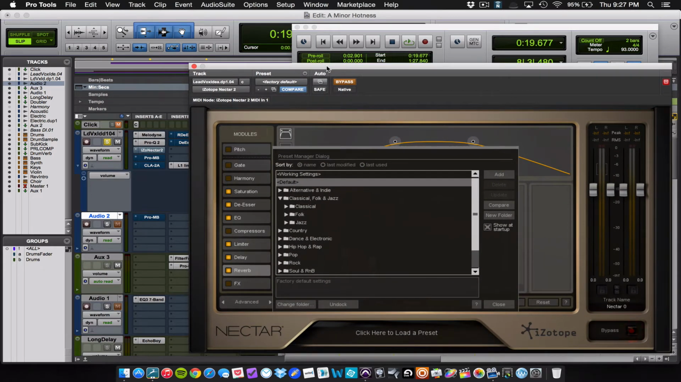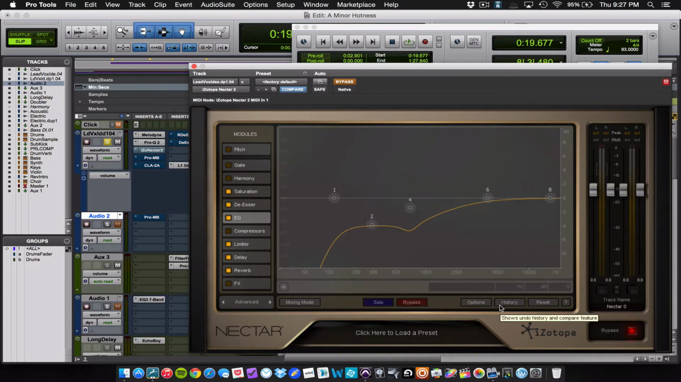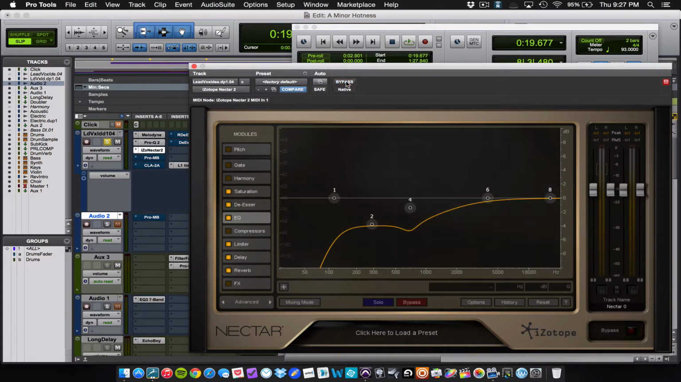Let's take a look at my next plugin, and I'm using Nectar for mainly my wet type effects, like my delay and my reverb and stuff like that. But there is an EQ curve in here, and as you can see, it's subtractive. And again, I'm cutting out a lot of this. It's a little bit redundant because a lot of these frequencies already don't exist due to the first instance. So let's take a listen.